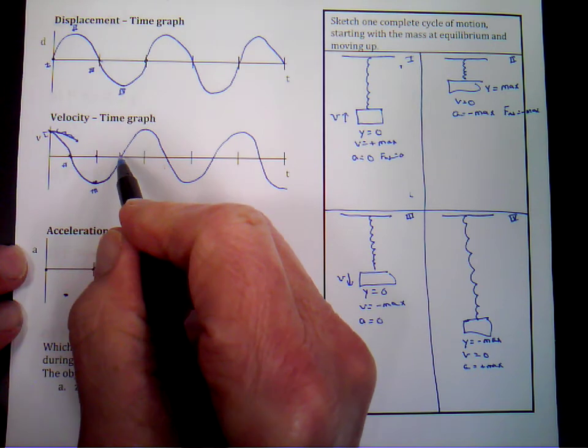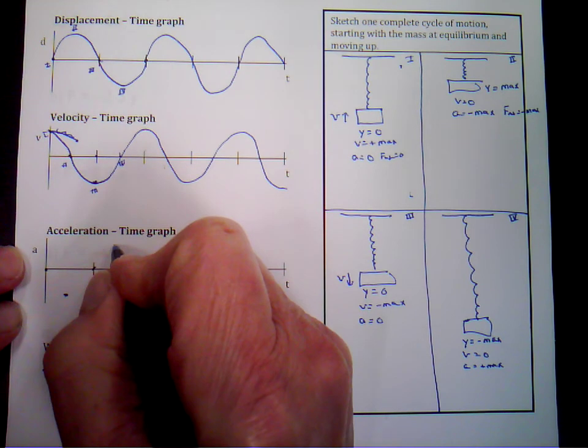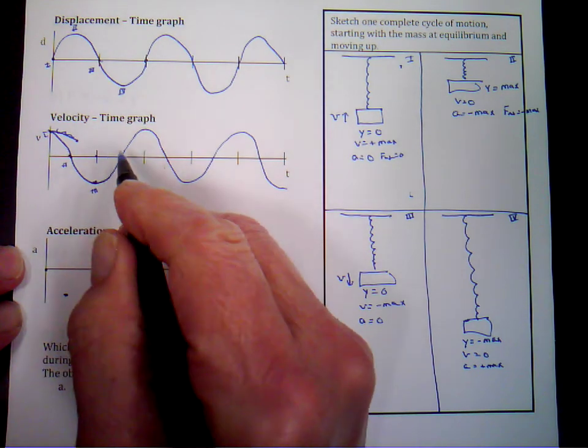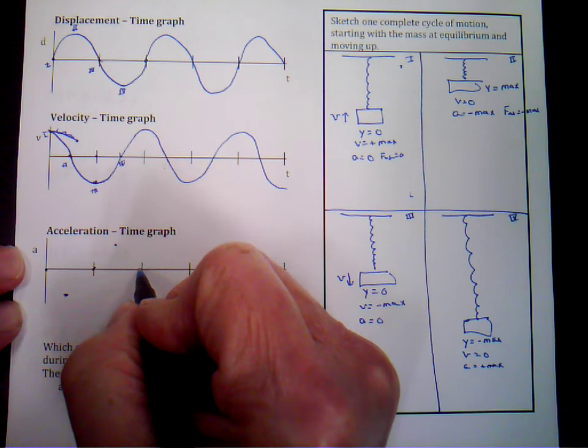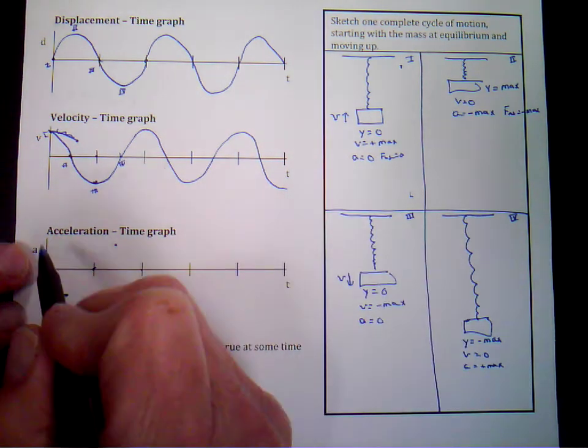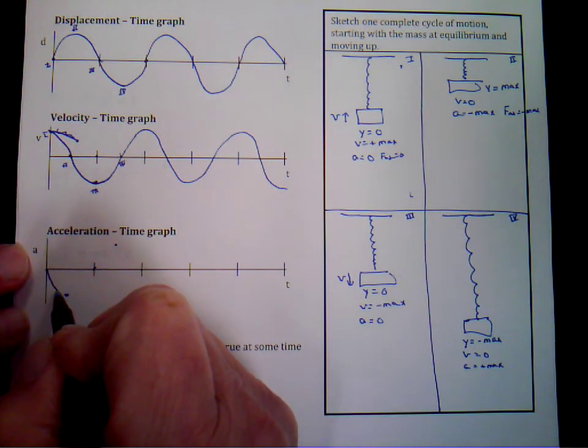And we just keep going. The slope here is large and positive, so the acceleration is large and positive. The slope here is 0, so the acceleration is 0. So we just keep going. So this is the acceleration time graph.